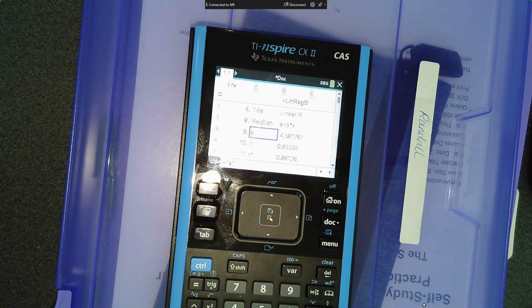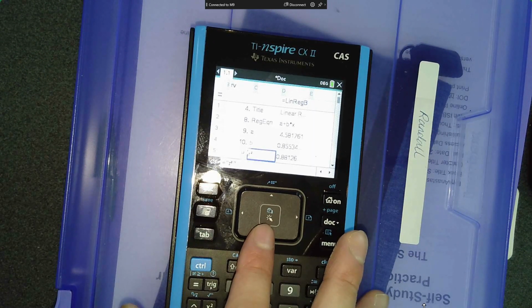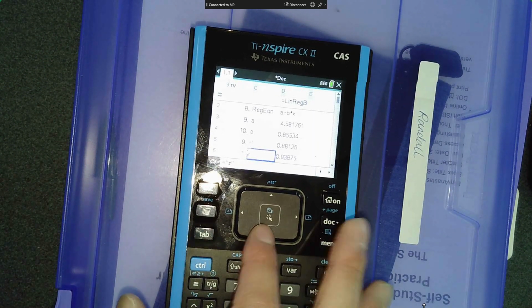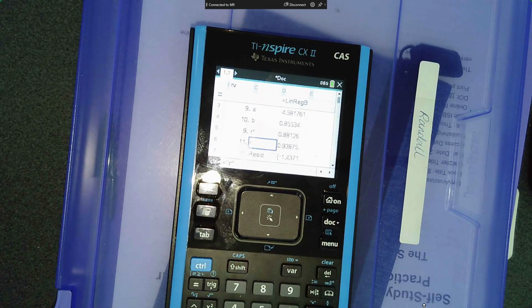You're going to do this many times this year. You will do this several times on the SAC and probably several times on the exam. You need to do this so many times this year that it's just in your muscle memory. A new spreadsheet, enter the data, name your columns, menu, statistics, linear regression, a plus bx. And you get A, B, and also r and r squared, which we learned about last week.